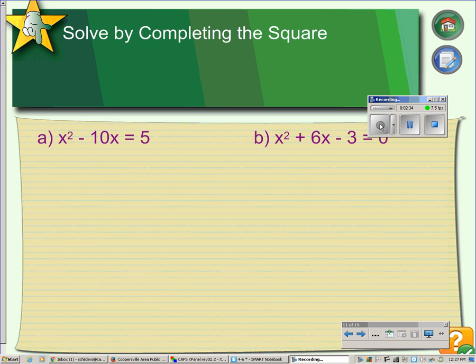Next, we would like to solve an equation such as these two. In order to do this, we're going to have to complete the square. So in the next video, I will show you how to complete the square so that we can solve an equation like this.